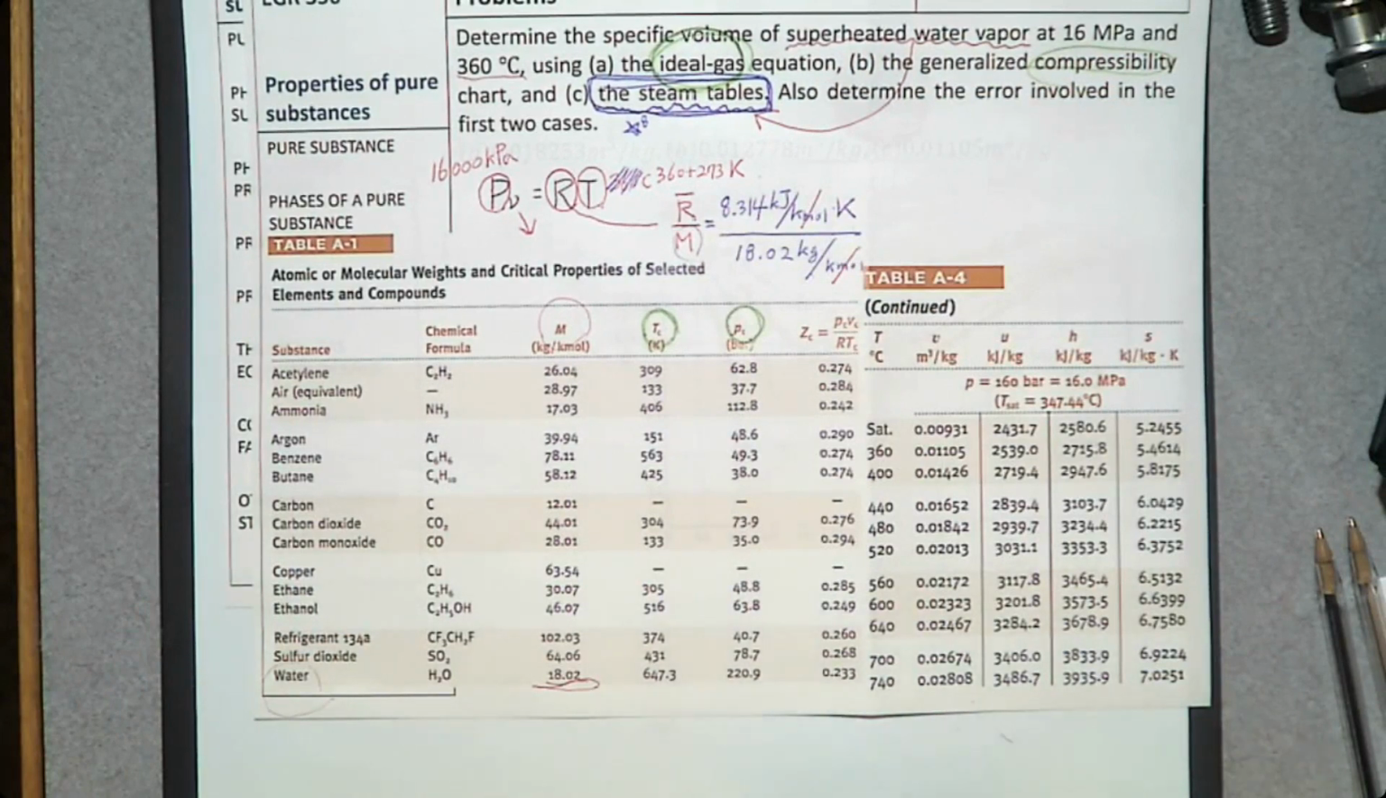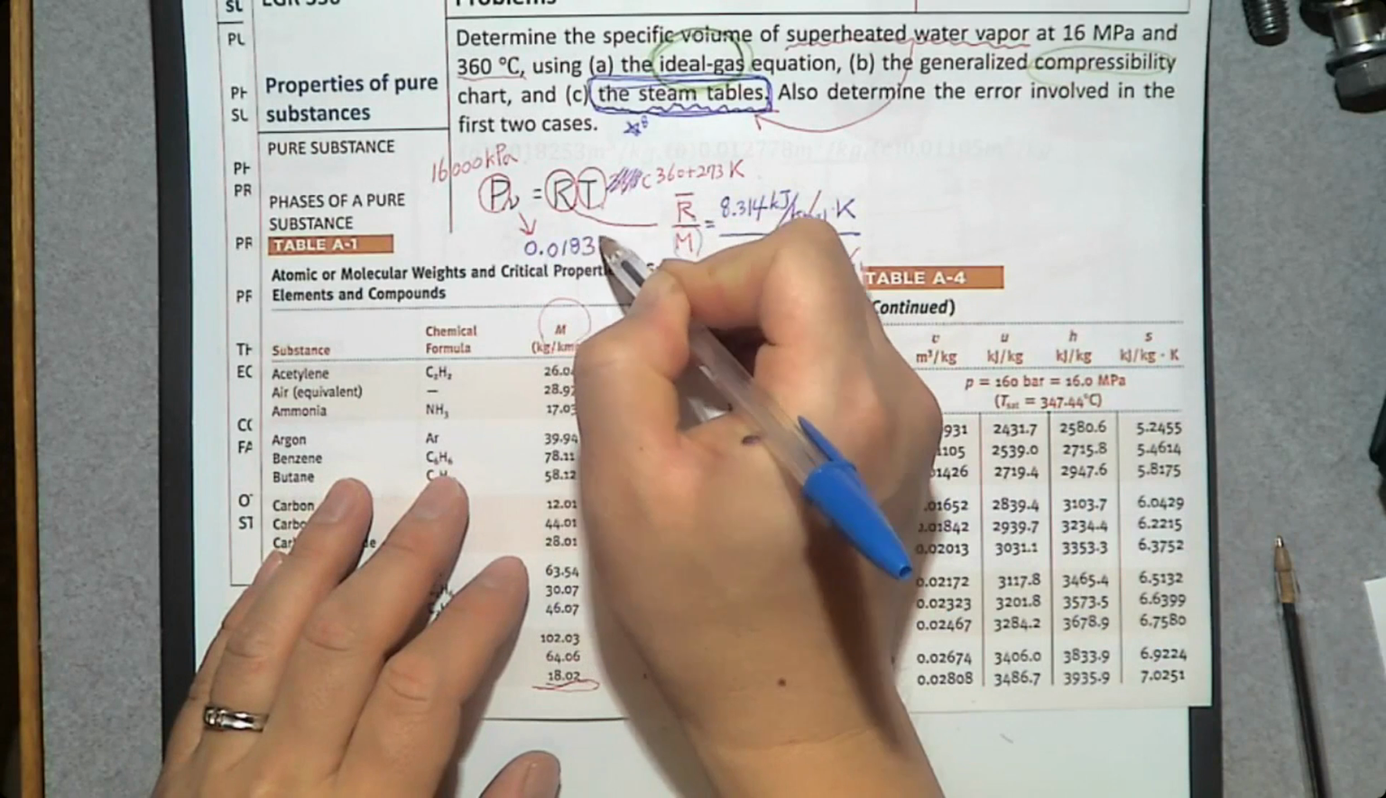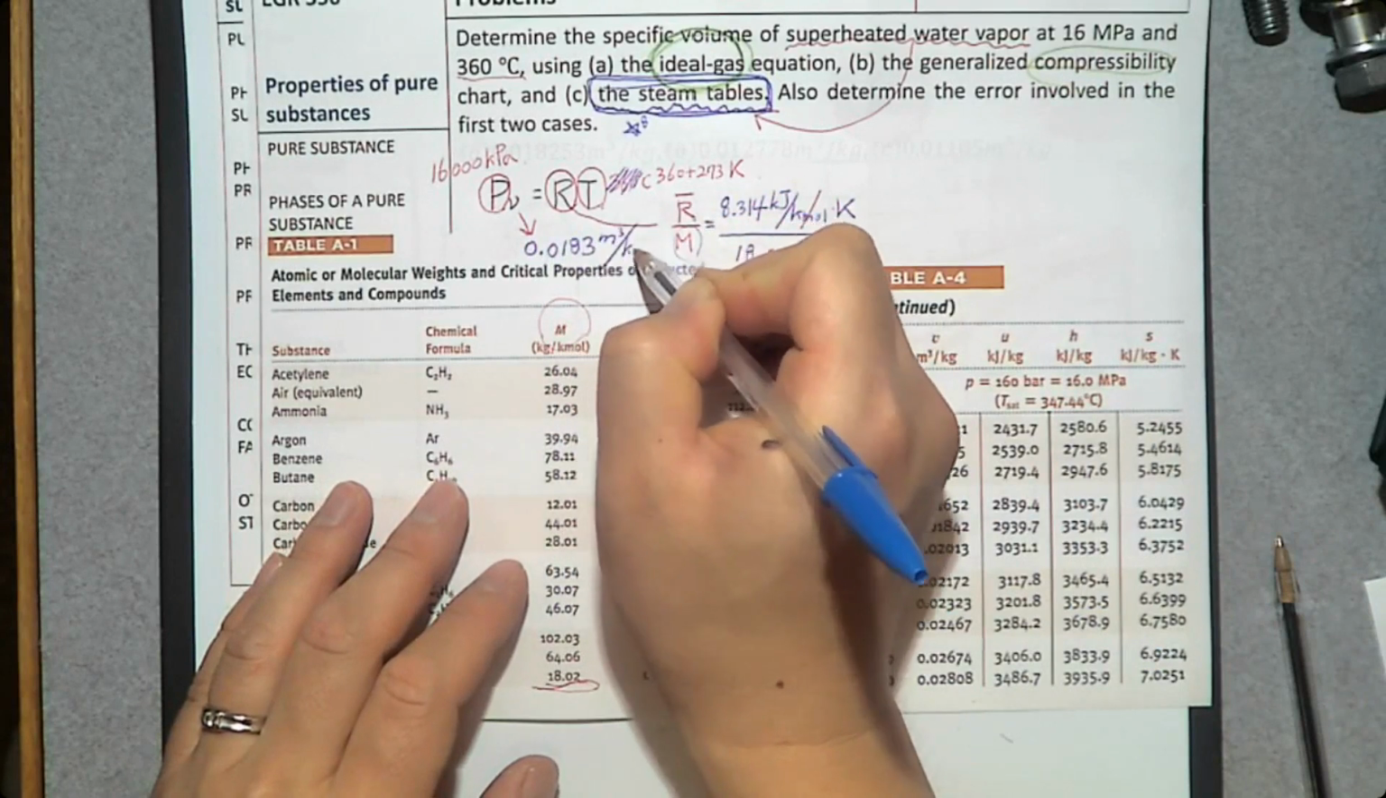Let me do that. So 8.314 divided by 18.02 times 360 plus 273 divided by 16,000. That is 0.0183 cubic meters per kilogram.